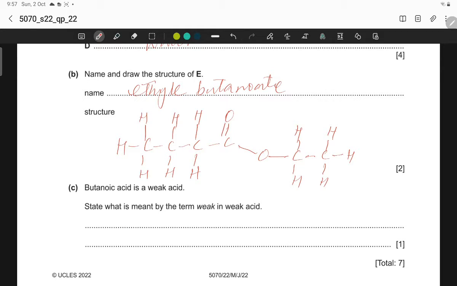Butanoic acid is a weak acid. State what is meant by the term weak in weak acid. A strong acid is completely ionized in aqueous solution, while weak in weak acid means partially ionized, does not completely ionize in aqueous solution.